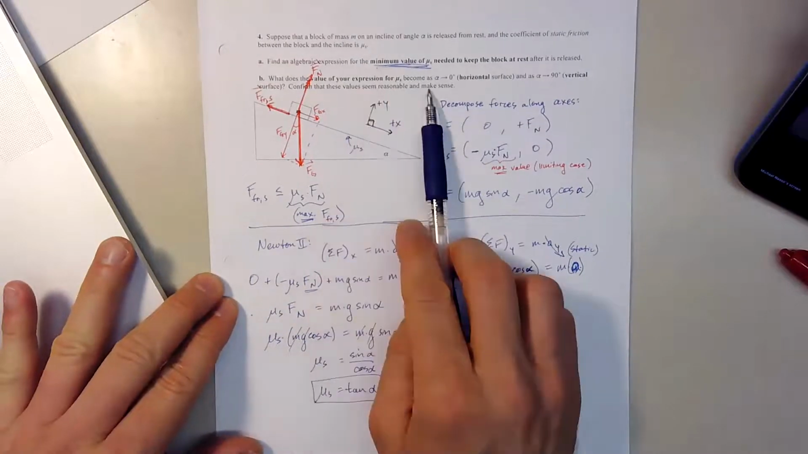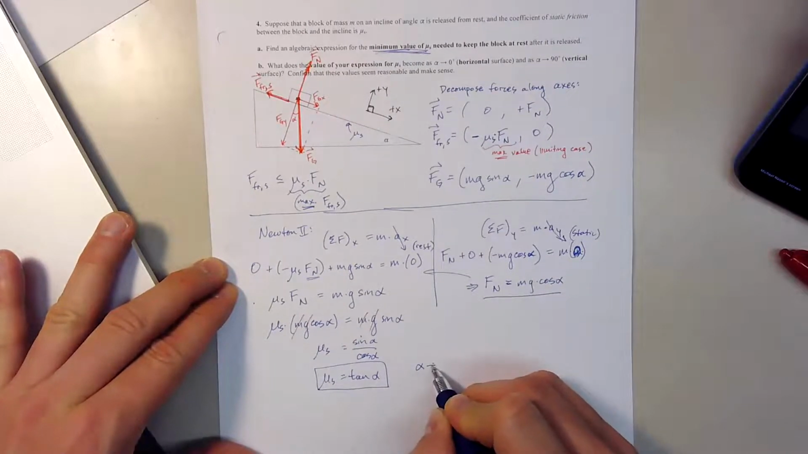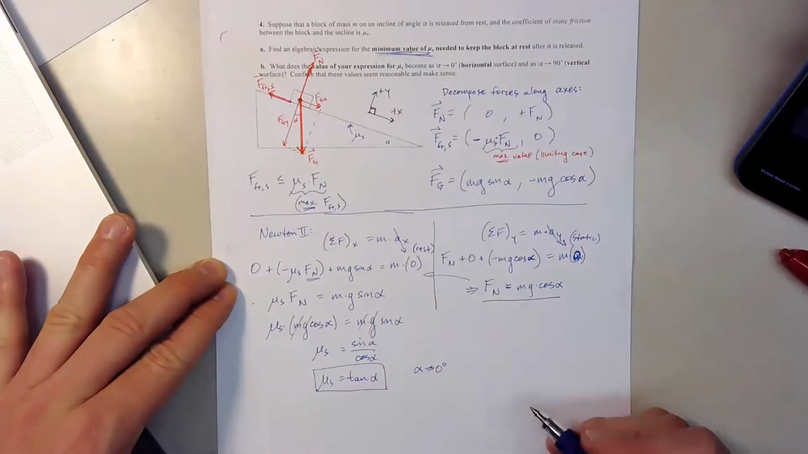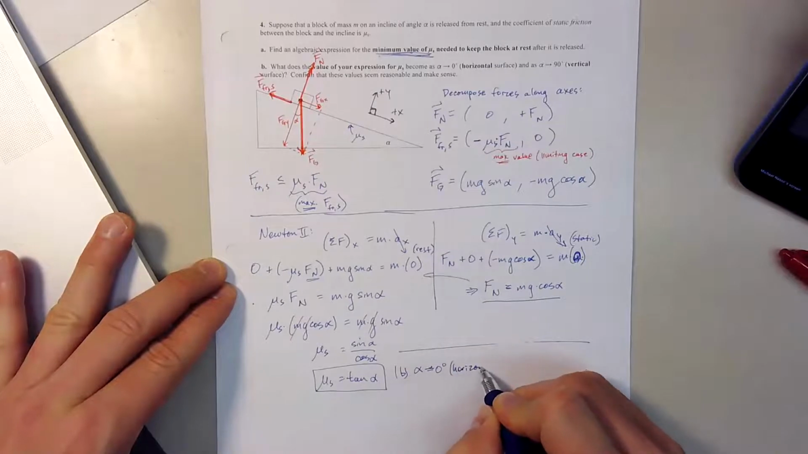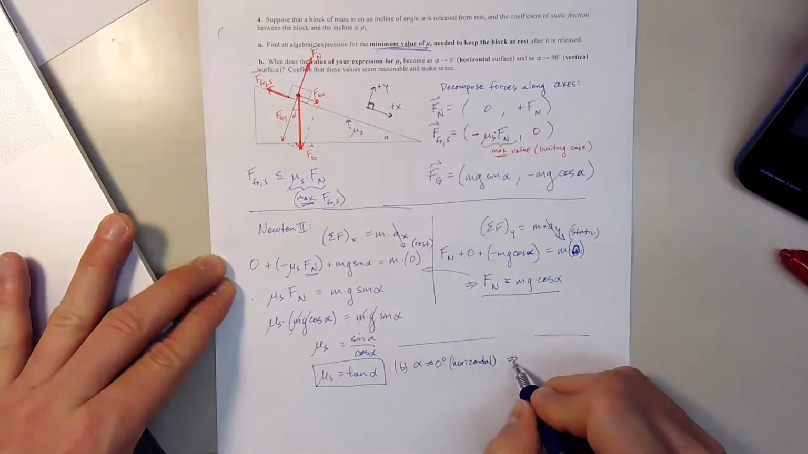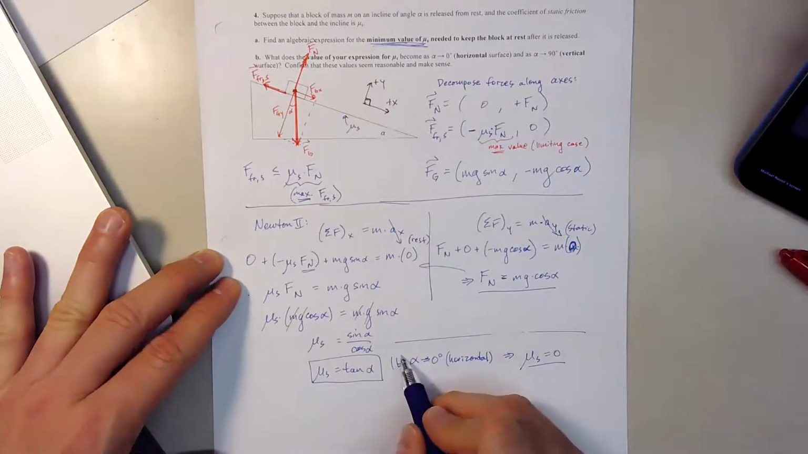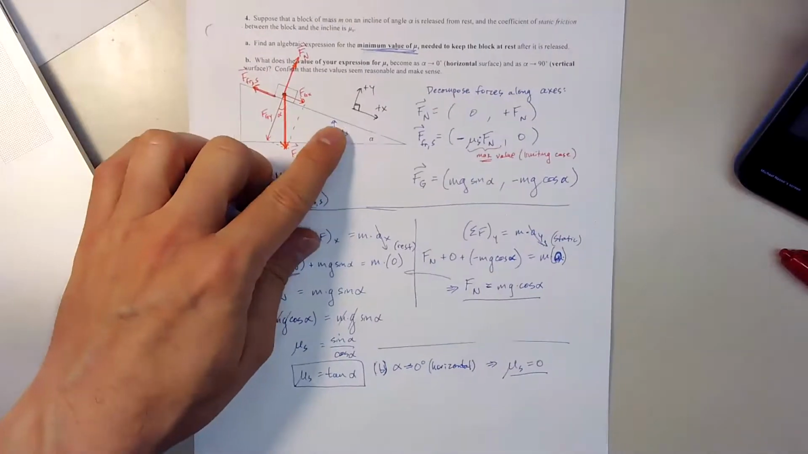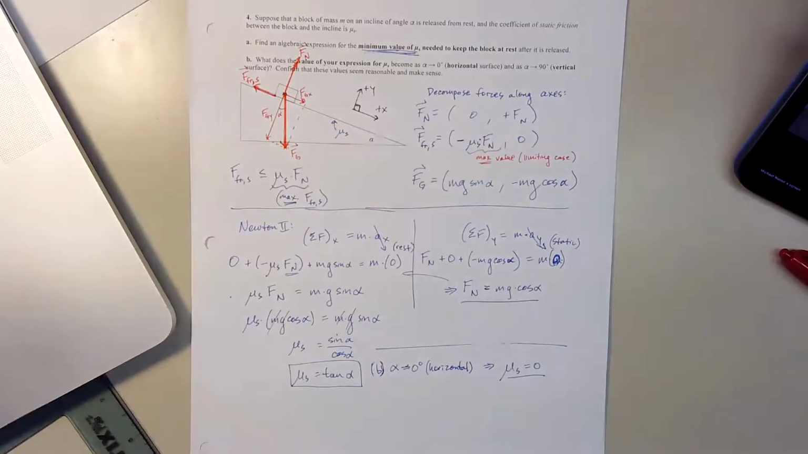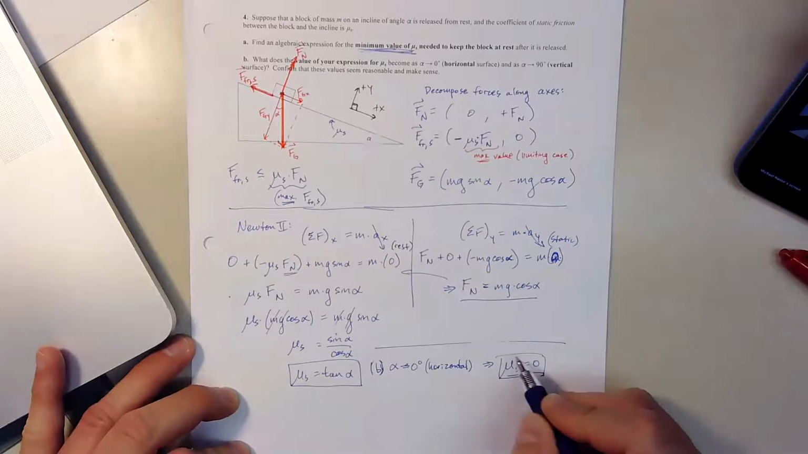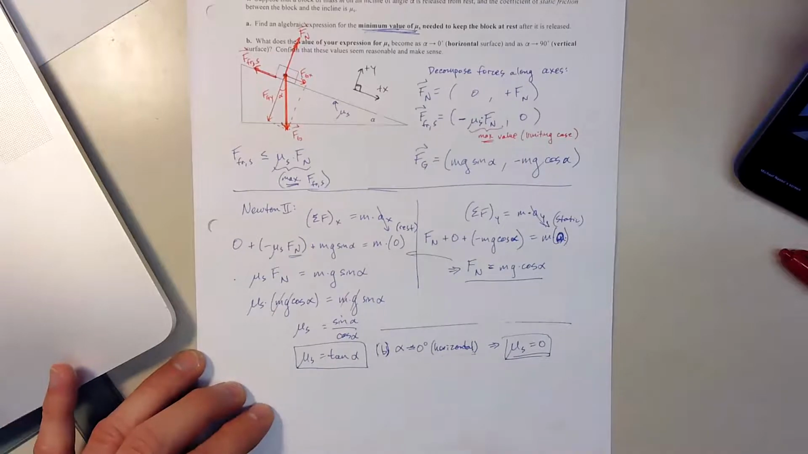Let's briefly answer question B right here, which is, what does this become for the two limiting cases of alpha equals 0 degrees? Okay, so in other words, horizontal. Tangent of 0 degrees is just 0. So for a horizontal surface, how much grip do you need between the surface and the object for the object to remain at rest when you release it from rest? And the answer is none. You don't need any. That'll work even on a frictionless surface. If it's horizontal, you can release an object from rest and it'll stay at rest.